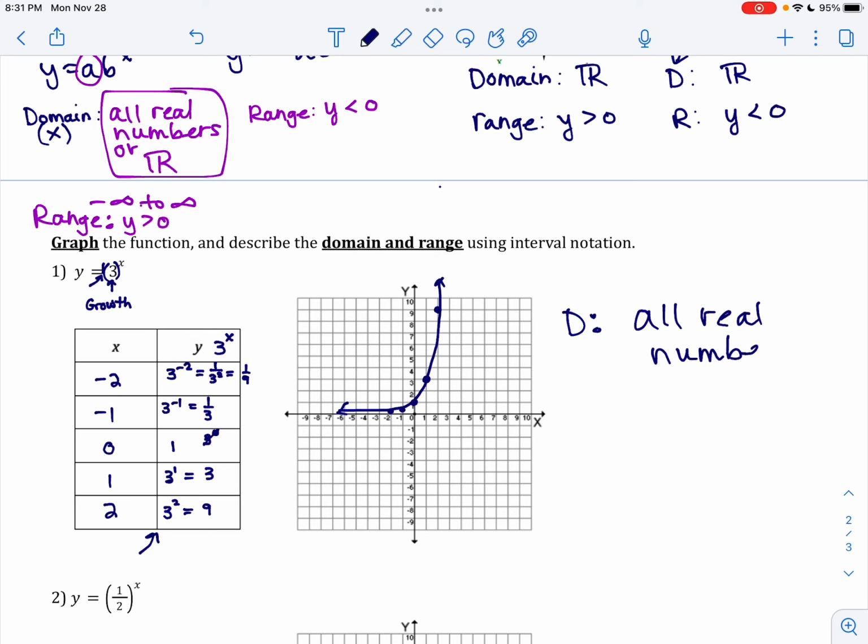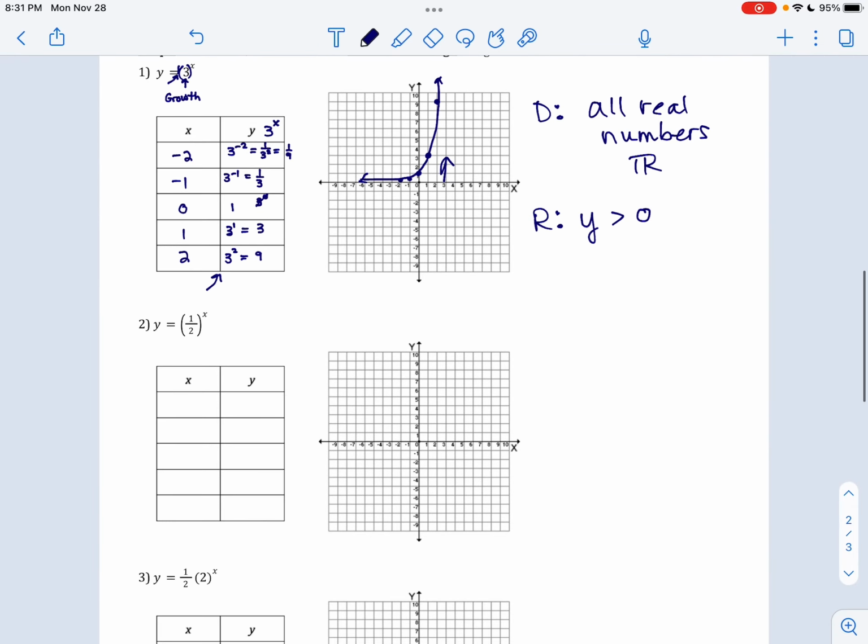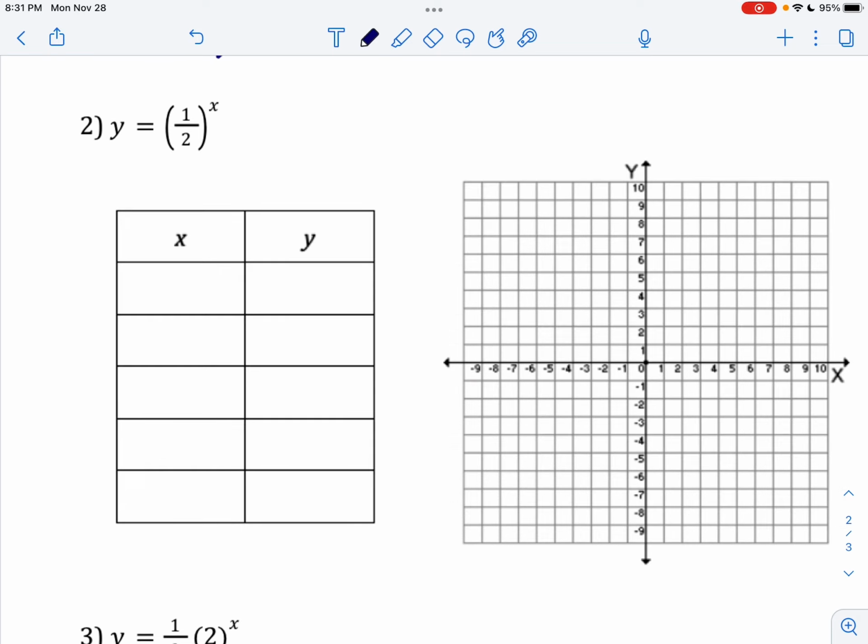And again, you can write it out all real numbers, or you could just use the fancy capital R. And the range is the graph above the x-axis or below the x-axis. Since it is above the x-axis, we're going to say y is greater than 0. That means all y values greater than 0.